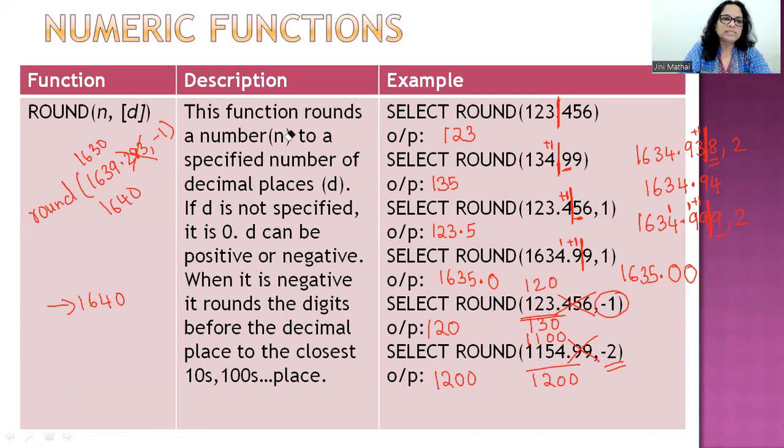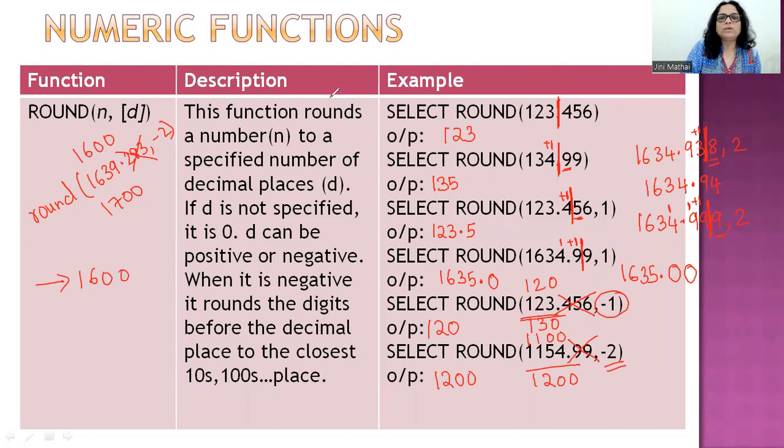Okay, let's assume that it was not -1, but it was -2. Again, eliminate all the digits after the decimal place. Look at 1639. -2 means up to the closest hundreds place. Okay, so 1639 is between which two hundreds? It is between 1600 and 1700. But what is it closer to? 1600. So your answer becomes 1600.